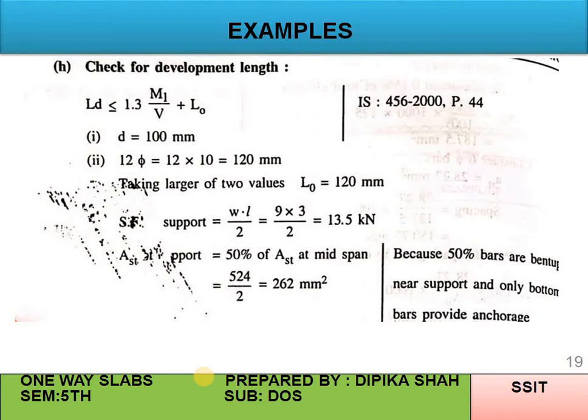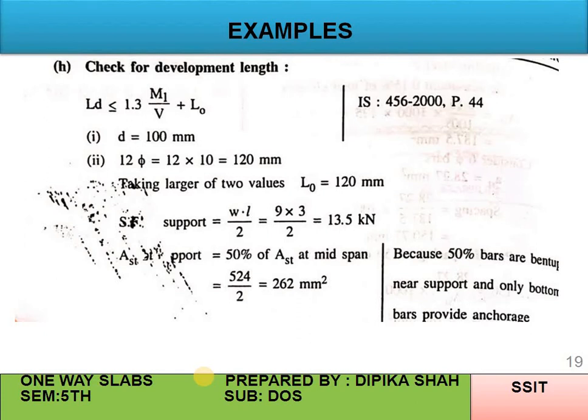Now we will check for development length. For checking the development length, there is a clause given on page number 44 of IS 456 2000. So there is an equation: Ld should be less than or equal to 1.3 M1 upon V plus L0, right? So taking the larger of these two values, D should be 100 mm or 12 times the diameter of the bar. The bar we have provided in the main steel is 10 mm, so we will take 12 into 10, that is 120, and 100 mm, so the larger value is 120 mm.